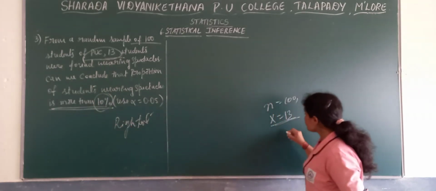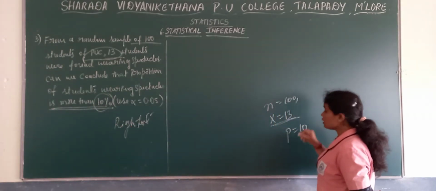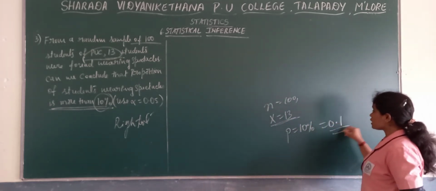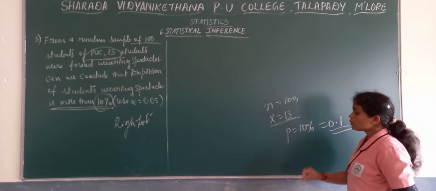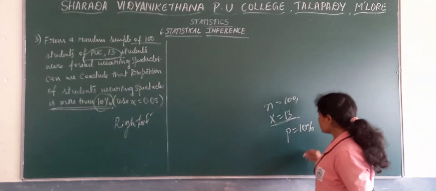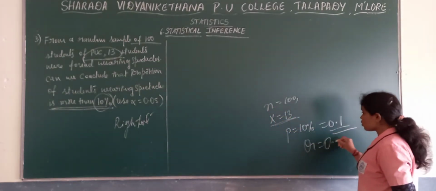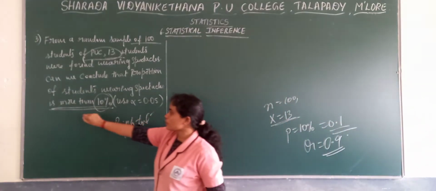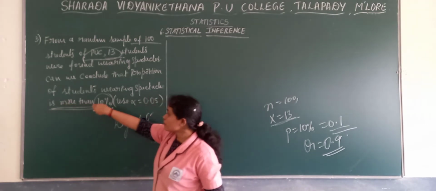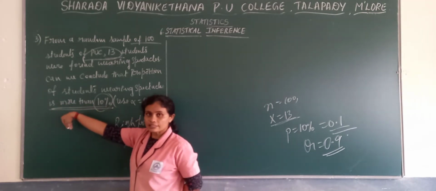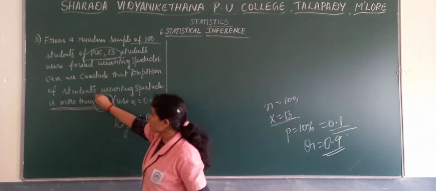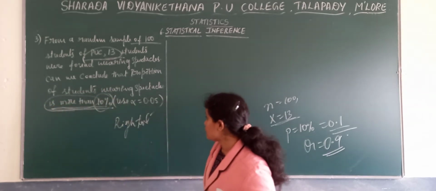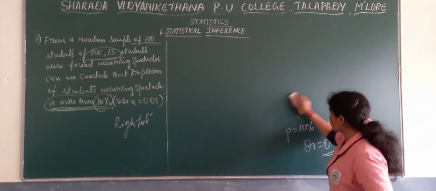So here P we got as 10%. They have given it as a percentage, which in proportion is 0.1. If P is 0.1, then Q is 0.9. Now we need to set the null and alternative hypothesis, assuming this is a right-tail test, since we find the words "more than 10". Now we will write the null and alternative hypothesis.